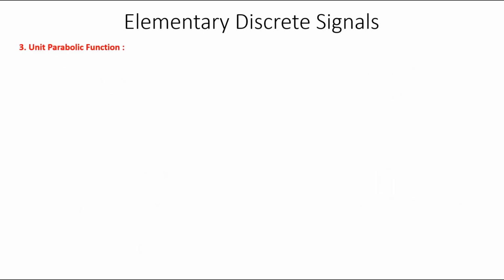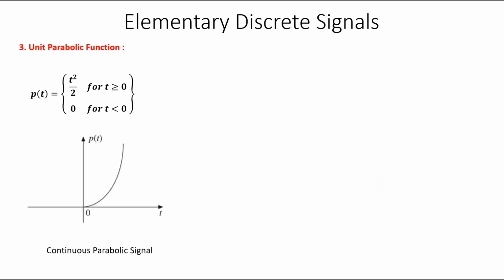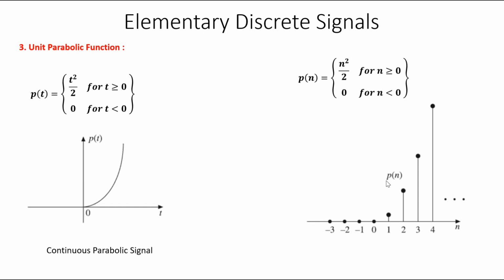And the discrete parabolic function. For the continuous case it was like this. In the discrete case it will be n square by 2, and it will be 0 for n less than 0. At 0 it is 0 by 2, then 1 square by 2, 2 square by 2 which is 2, 3 square by 2, like that. It will be a discretized parabolic signal.